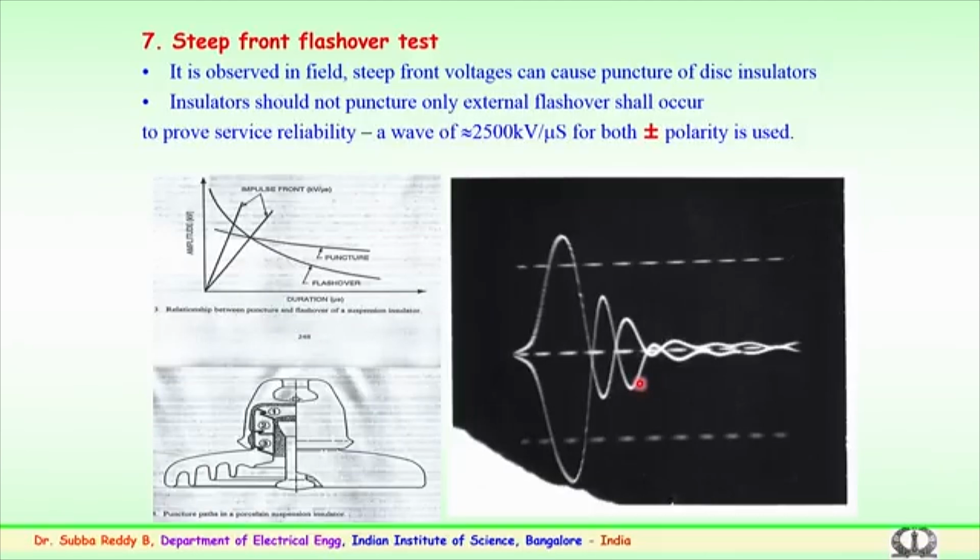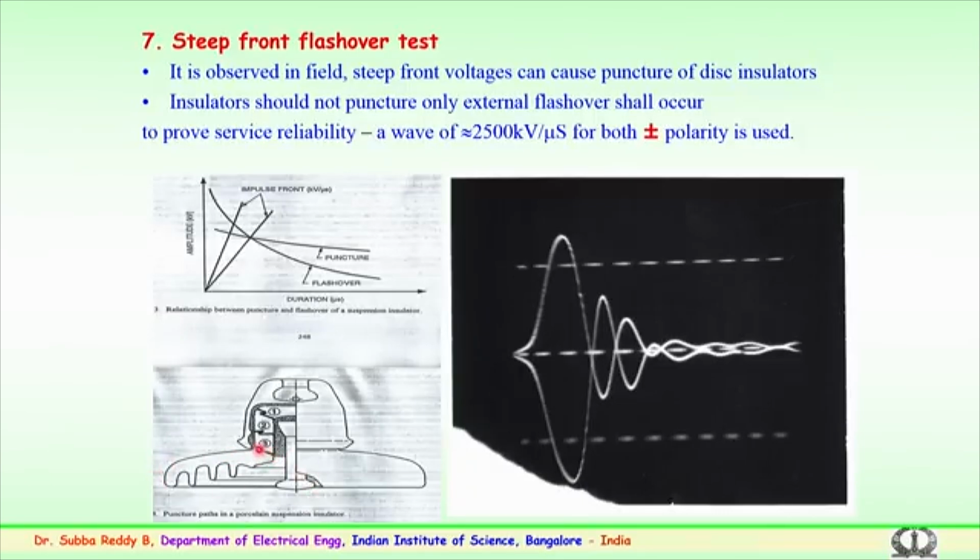A similar type of waveform is to be applied to the disc insulator, and the failures of these steep front waves which are impinged on the insulator surface are evaluated. Once this test is carried out with the steep front, this should normally not puncture. So, external flashover could happen, but the puncture should not happen.